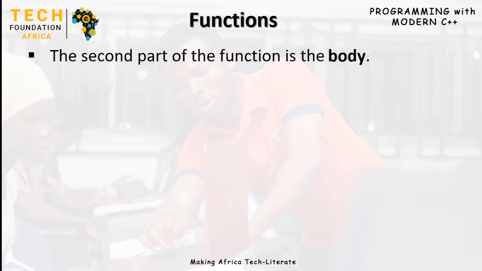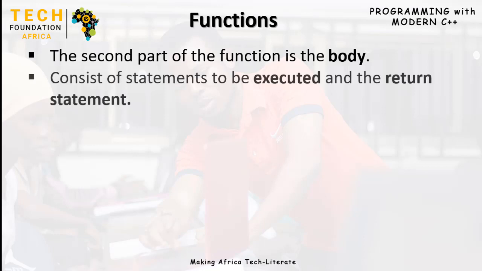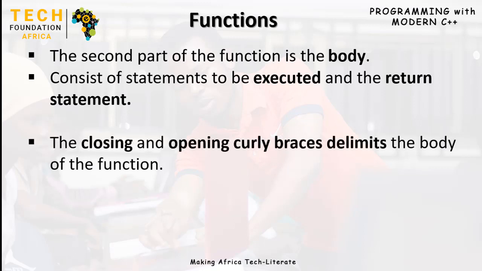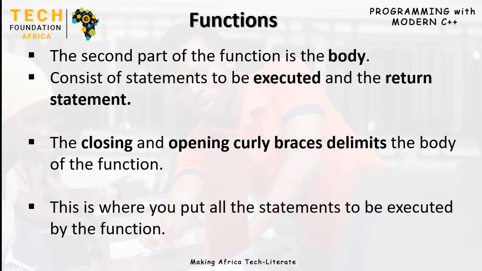Now the second part of the function is the function's body. The body consists of statements to be executed and the return statement. The opening and closing curly braces delimit the body of the function. So when we created a function, you realize that there was an opening brace and a closing one. Everything that falls within constitutes the body of the function. It is within the curly braces that you put all the statements that the function is supposed to execute.